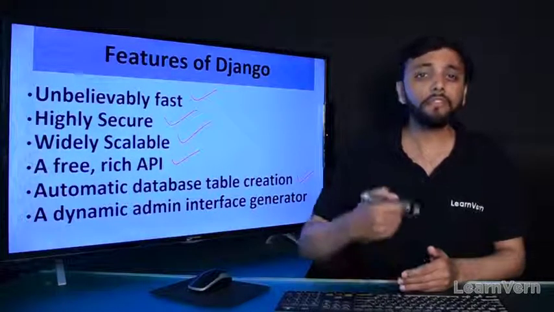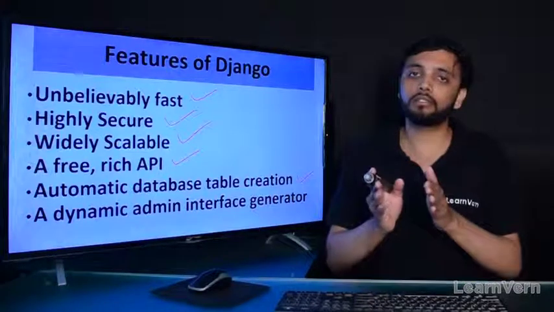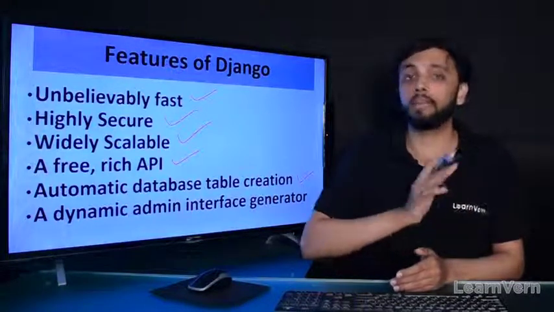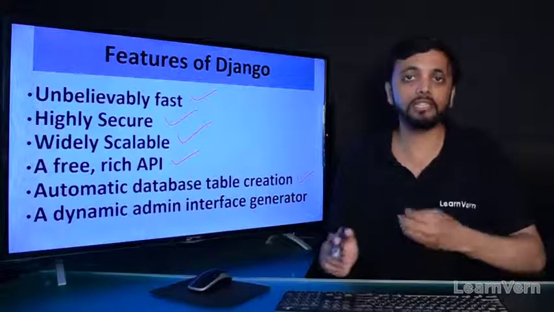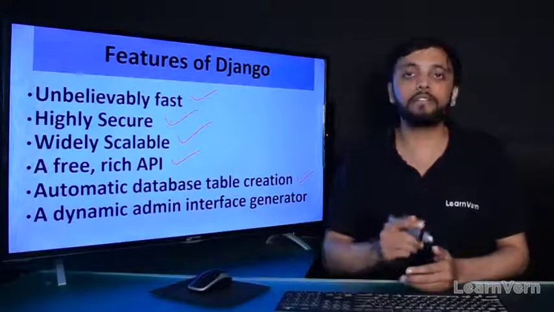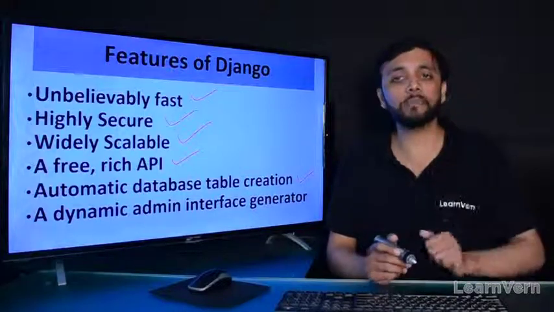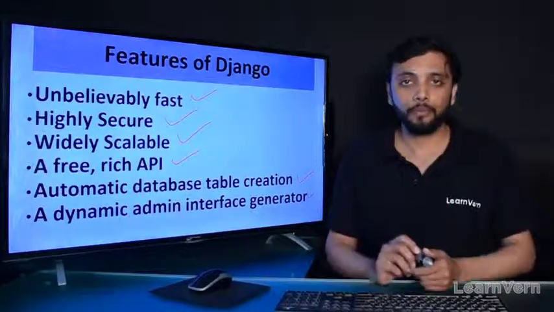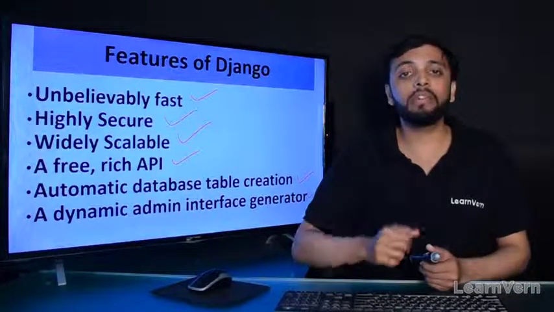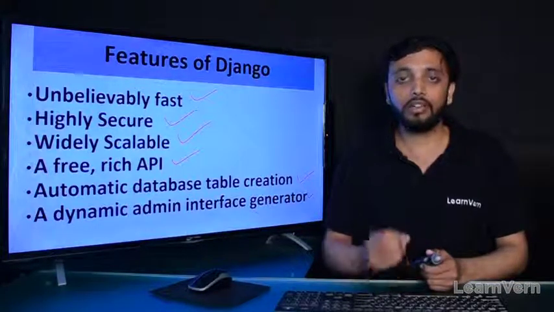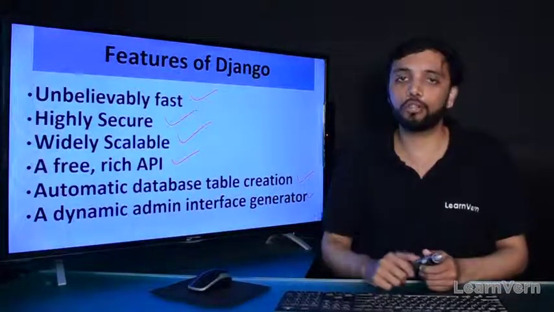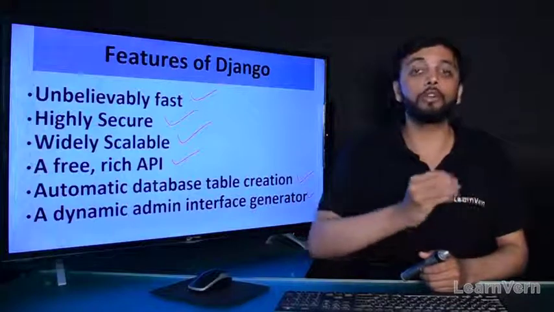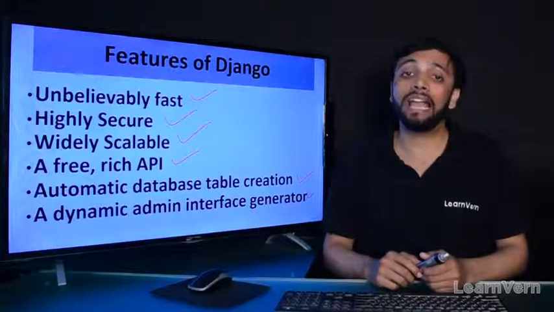If the tables already exist, it updates them, and if a table doesn't exist, Django automatically creates that table and inserts the data into it. This is the main and distinctive advantage, you can say, feature of Django. And last but not least, a dynamic interface generator. Django provides us a dynamic admin interface, which is a distinctive feature, as there are so many frameworks in Python, but Django provides us an admin panel.